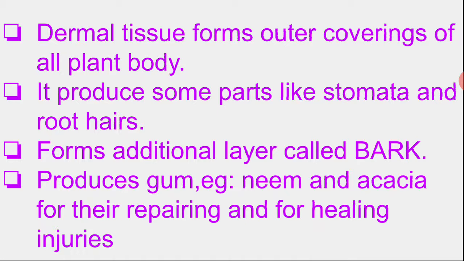It forms an additional layer called bark of the tree. It produces gum. Where is the gum of the tree produced? The gum which we use for pasting comes from trees only. From which kind of tissue is that gum coming? It is nothing but your dermal tissue. Dermal tissue produces gum, for example in neem and acacia. We use this gum for pasting, but the plant uses it for repairing its tissues. If they have any kind of injuries, they heal those injuries using this gum.